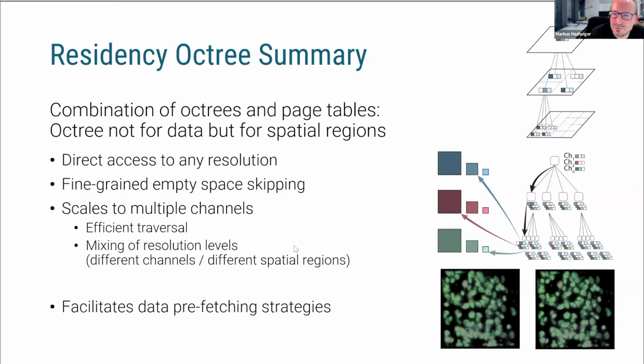What we didn't really do so far is that the information stored in this residency octree would give a lot of opportunities for fine-tuned prefetching algorithms. Basically determining what data you would want to page in at lower resolution, although you currently want to have higher resolution, and these kinds of things. So that would obviously be one thing to focus on in the future.